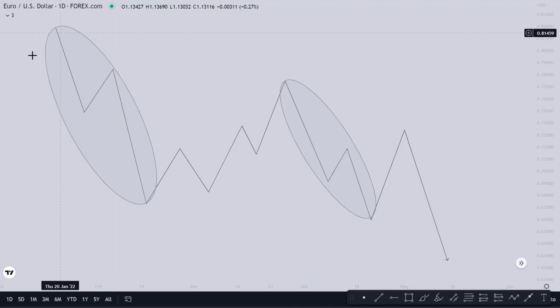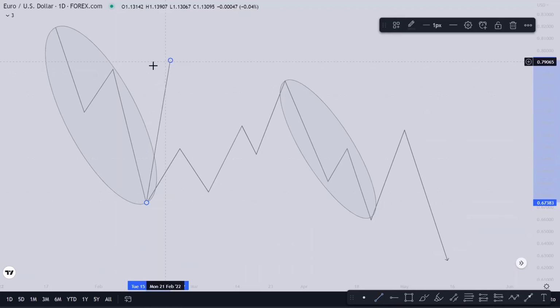So we have this impulsive move to the downside. So we have impulsive and then a pullback and impulsive. And then from this point, we started to go higher here. So in this impulsive move, this is still not a low. This is not a low. A low should be able to break this point right here.